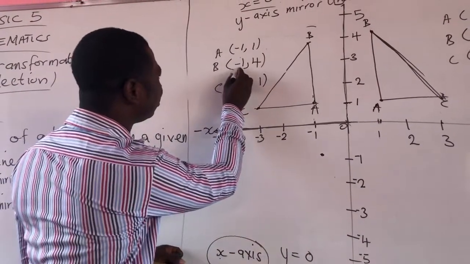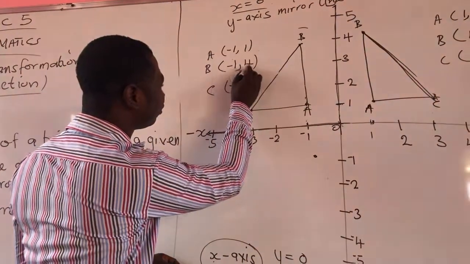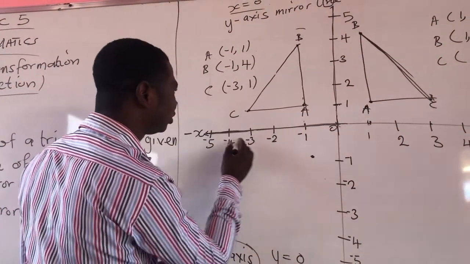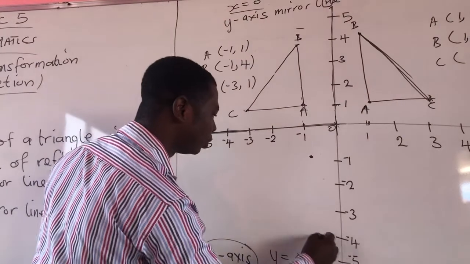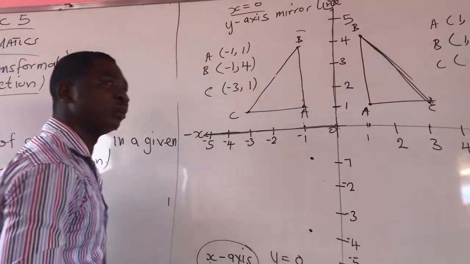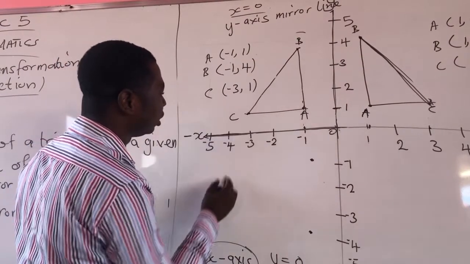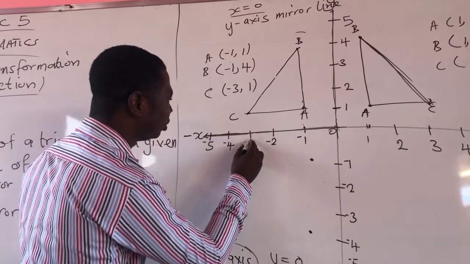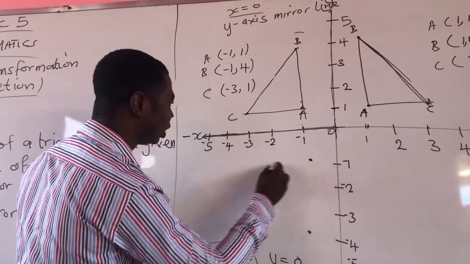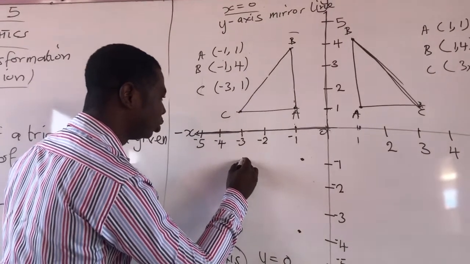B is negative 1 and 4. So where is 1? This is 1. Where is the 4? This is 4. This is the meeting point. Have you seen that? Now C is 3 and 1. So let's come to 3. This is 3 on the x-axis. And where is 1? This 1 on the y-axis. So this is the meeting point.